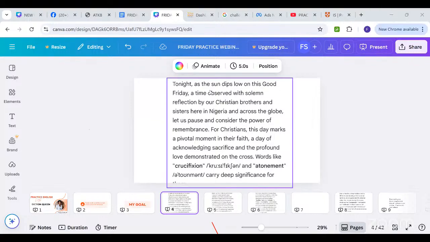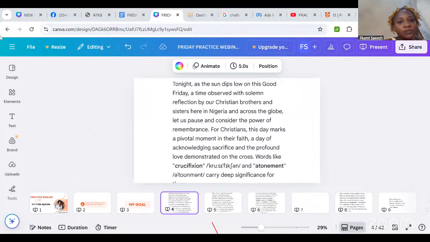Tonight, as the sun dips low on this Good Friday, a time observed with solemn reflection by our Christian brothers.